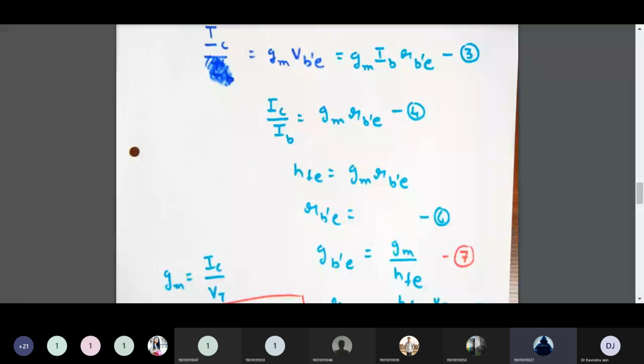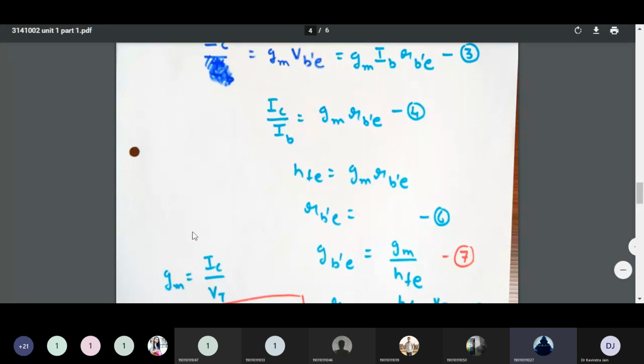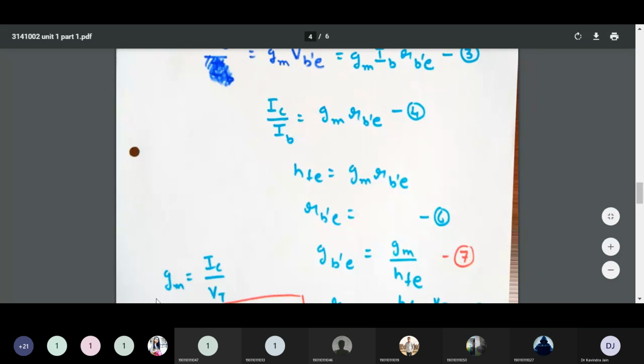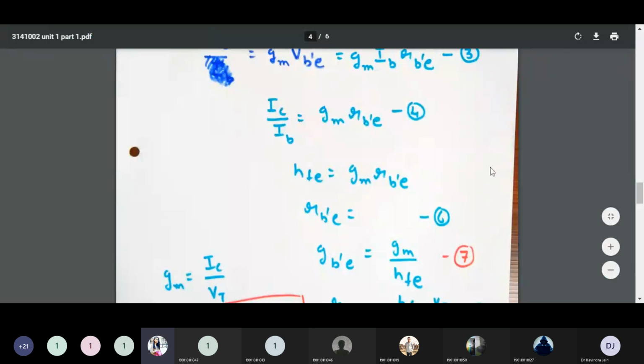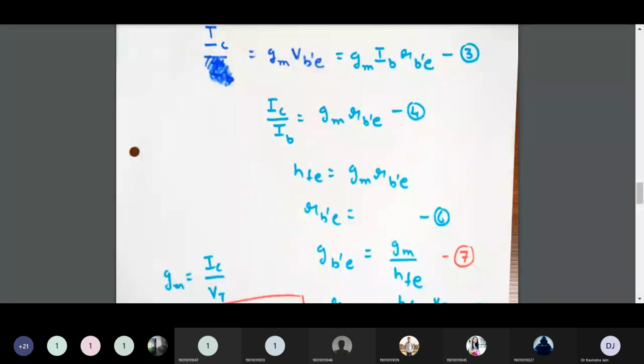Now we already know GM is equal to IC upon VT. Put this thing in equation number 7. So what is GB dash E now? What is GB dash E? Hello students. IC upon VT into HFE. Yes, IC upon VT into HFE.